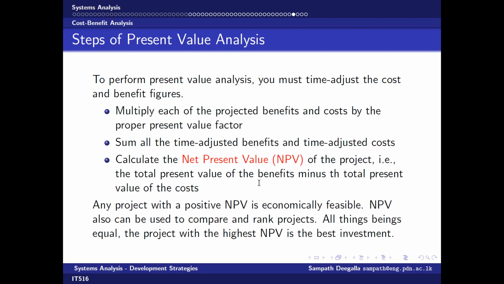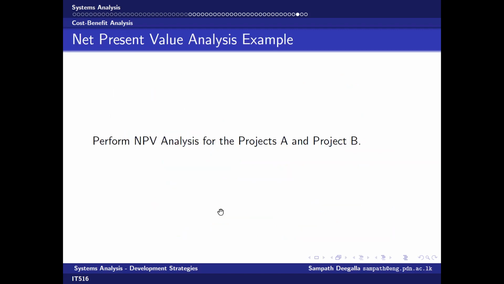So if you have a positive value, then you can say it's economically feasible, right? And you can use it to compare and rank. And then if we have equal values, highest NPV is the best investment. So that's how we are going to look at it. Now let's perform NPV analysis, net present value analysis for project A and project B. So I will start with project A, and then you can do this for project B.